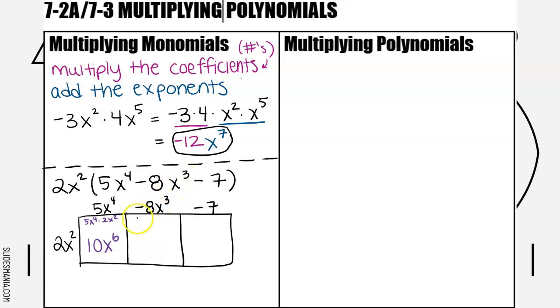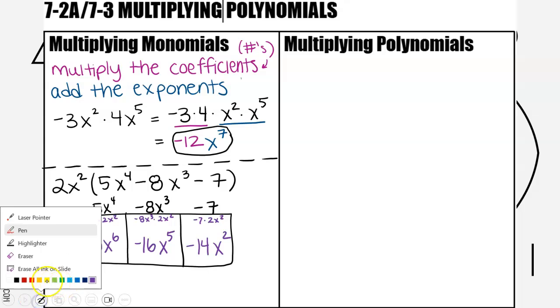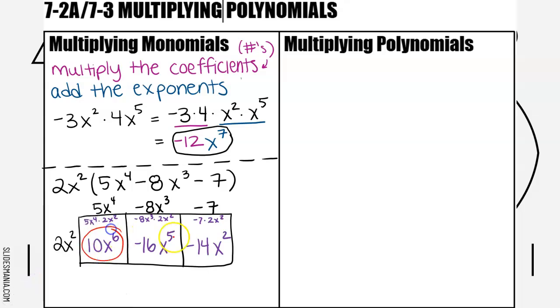Then in the next box, I'm going to multiply 8x to the third and 2x to the second. Those are the two things that meet in that box. That gives me negative 16x to the fifth. And then in my last box, I'm going to have negative 7 times 2x to the power of 2, which gives me negative 14x to the power of 2. My final answer is when I add all of my boxes together in order to get the product of those two polynomials we had written above.